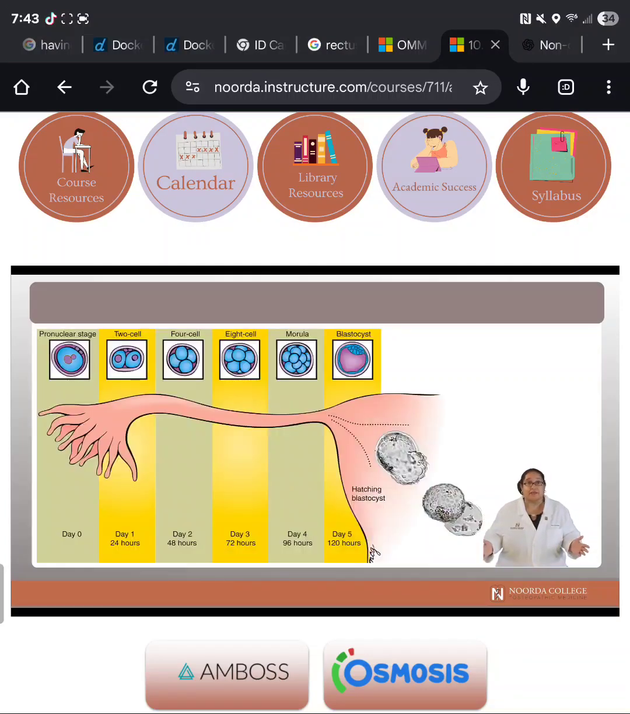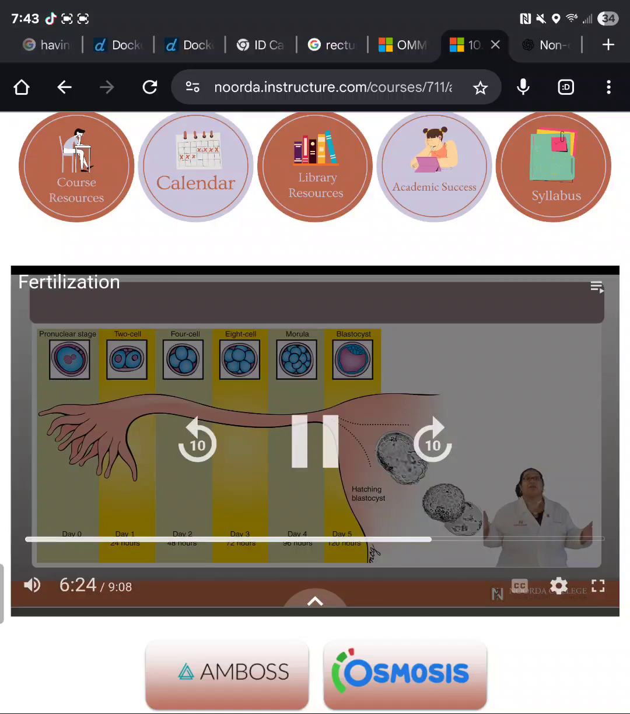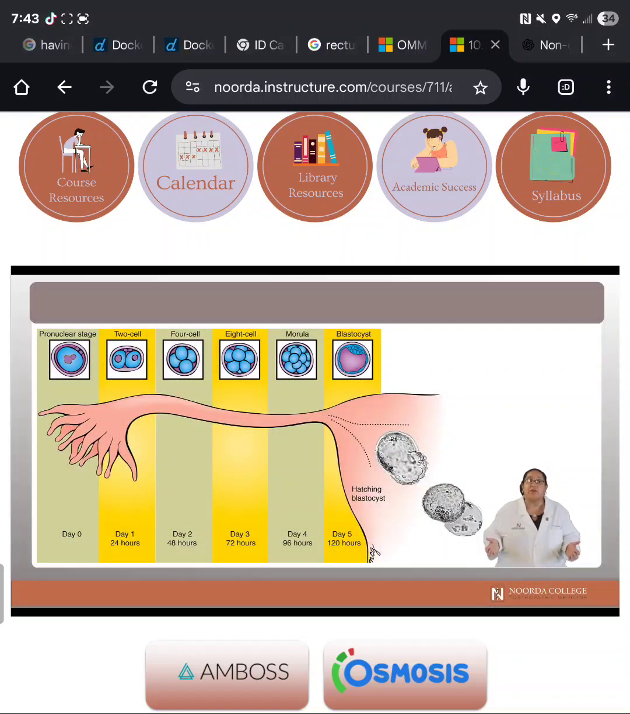So let's summarize this first week. We have ovulation, which is oocytes released from the ovary into the fimbria of the ovarian tube or fallopian tube or uterine tube. You can pick whichever name you want to call it, all the same. Fertilization will happen between 12 to 24 hours after ovulation in the ampulla of the ovarian tube or the uterine tube or the fallopian tube.